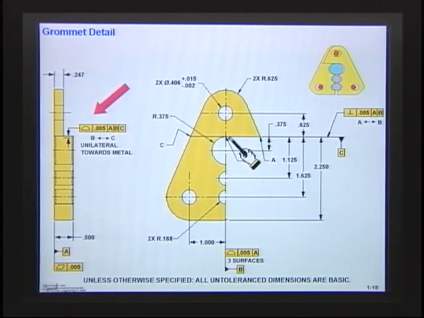So the way I did it is that I showed them in line. They have a basic dimension of 0, and if they have a basic dimension of 0, then I put a unilateral profile on it. And I said that surface has to be on that line, or it could be down by 5 thousandths.